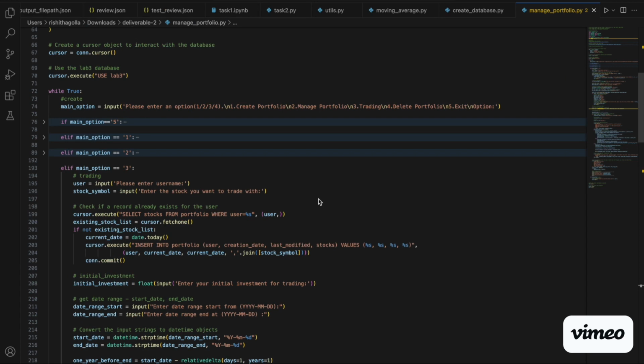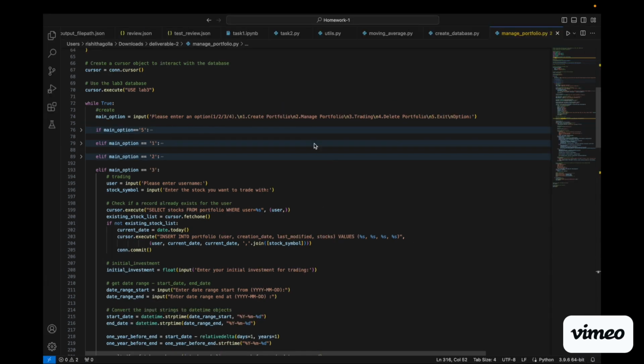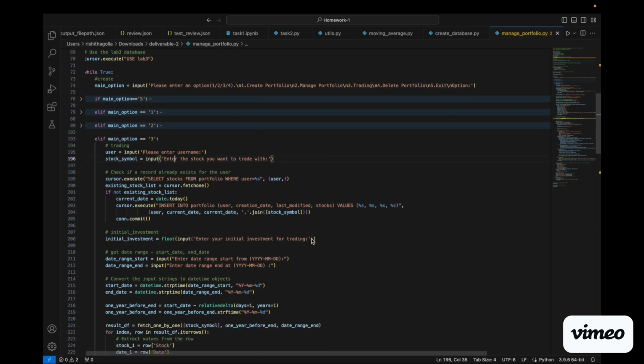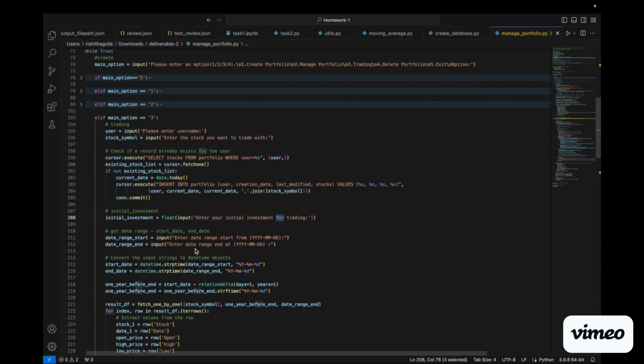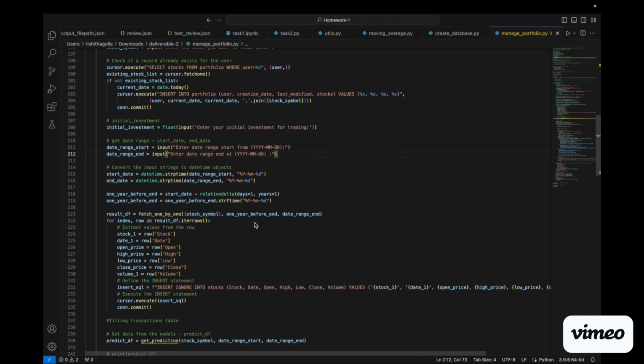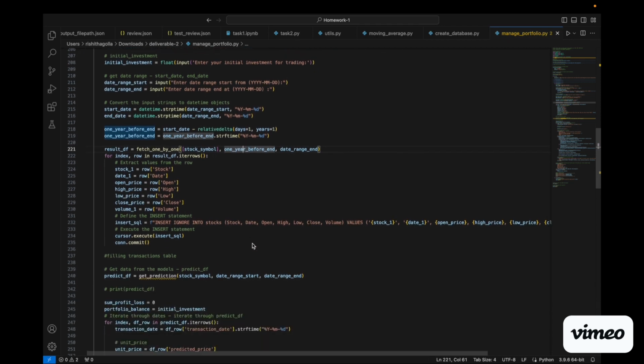We have also updated the manage_portfolio.py script. Here for the existing options, we have added an additional option, trading. In this trading option, the user gets to give his username and enter the stock with which he wants to trade, and also the initial investment value and the date range. And using all of these values, we get 1 year of data, which is just before this date range, and store it into the stocks table.